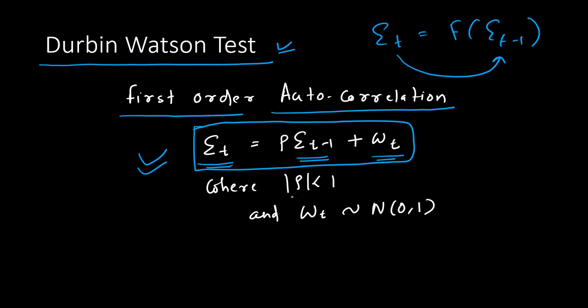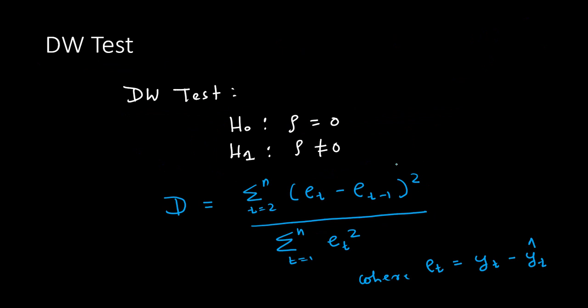Of course, there is an assumption here that rho, which is just an estimate for this linear regression, is less than 1 for this particular series to be converging in nature, and the error term is normally distributed. It's a white noise process which is normally distributed with mean 0 and variance of 1. So we'll see how we perform the DW test to detect the autocorrelations.